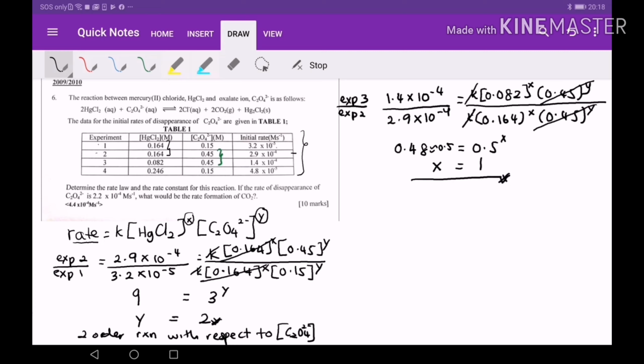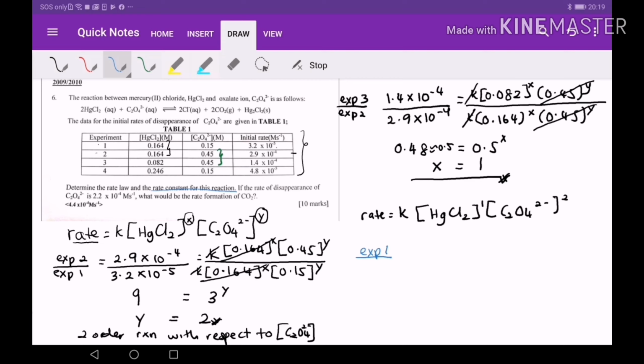Okay. So lepas tu tulis balik rate law equation. So rate equal to K concentration of HgCl2 to the power of 1 and concentration of C2O4 2 minus to the power of 2. Kita nak determine rate constant for the reaction. So nak determine rate constant, kita boleh ambil salah satu value daripada eksperimen 1 atau 2 atau 3 atau 4 and substitute all the values. So katakan saya ambil nilai untuk eksperimen 1.